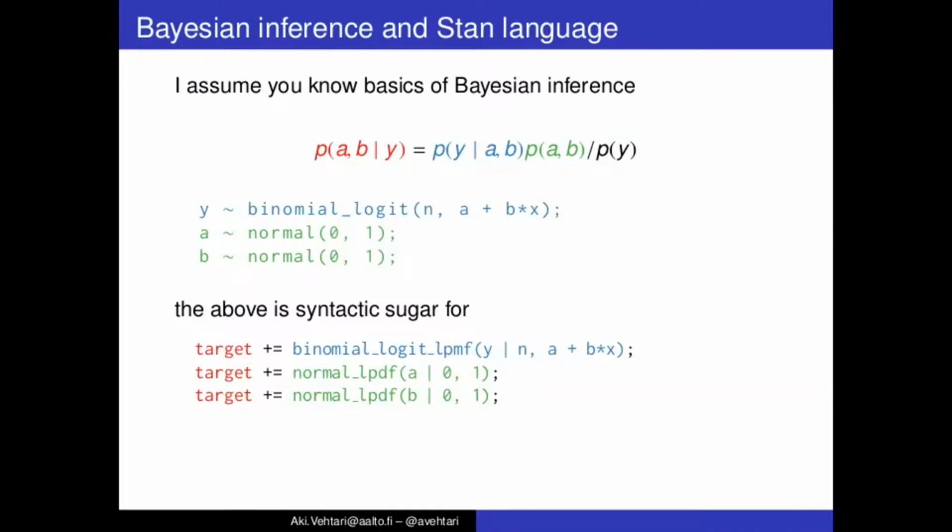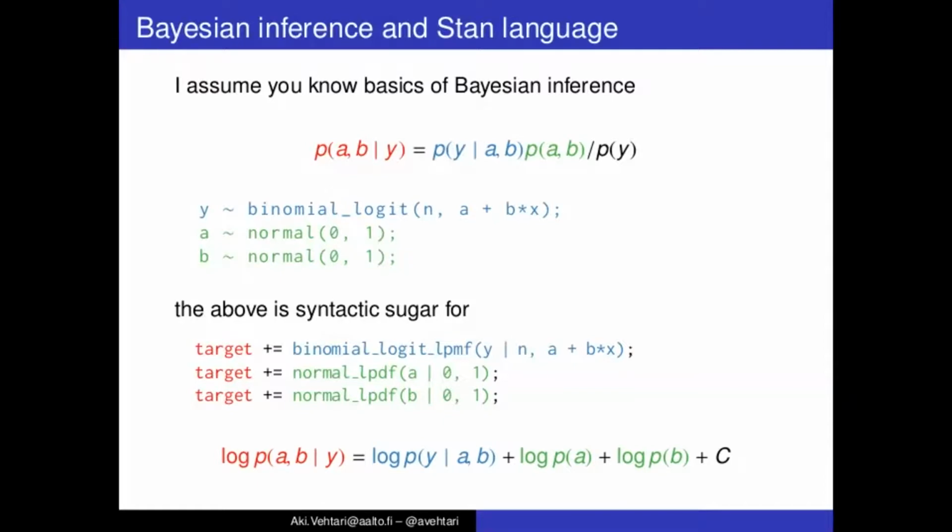Here now the target is eventually going to be the log posterior density, and we increment it with these different terms. So first we increment with the binomial logit log probability mass function with Y given n, A, B and X, and here, so this is a log probability mass function because Y is discrete, but then A and B are continuous, and so we get something like a log density function added to target. And then for these prior parts we add the normal log probability density function of A given 0 and 1, and add once for A and once for B.